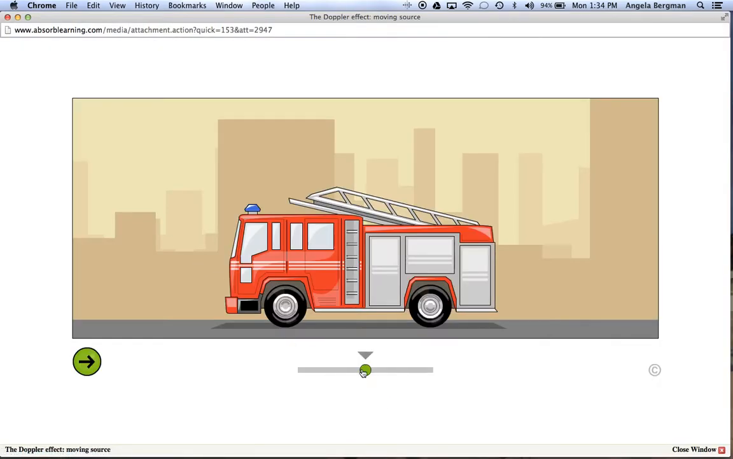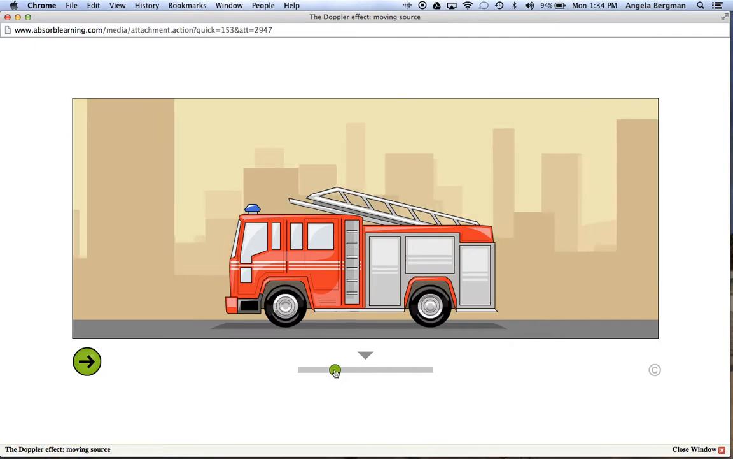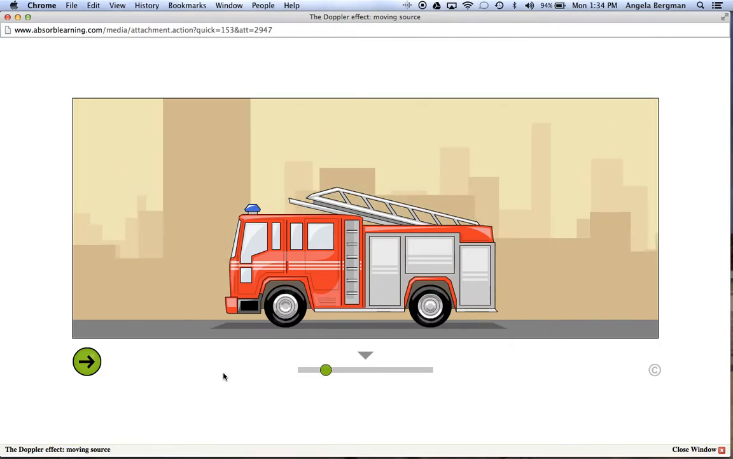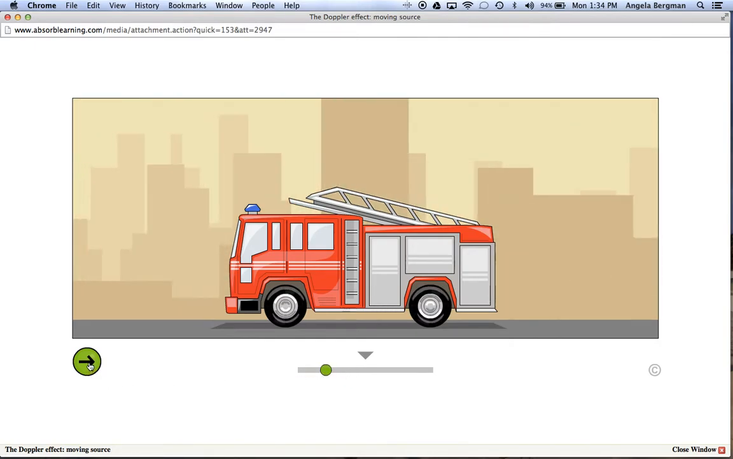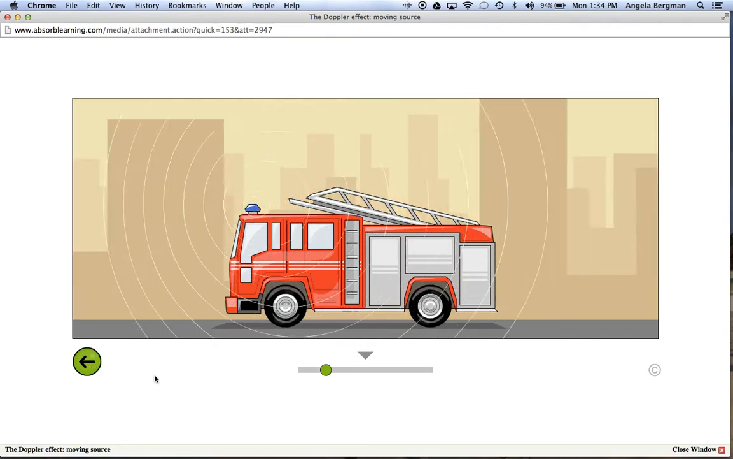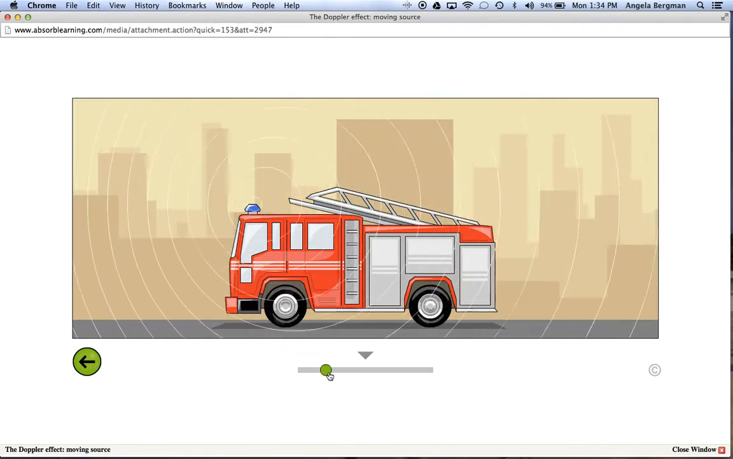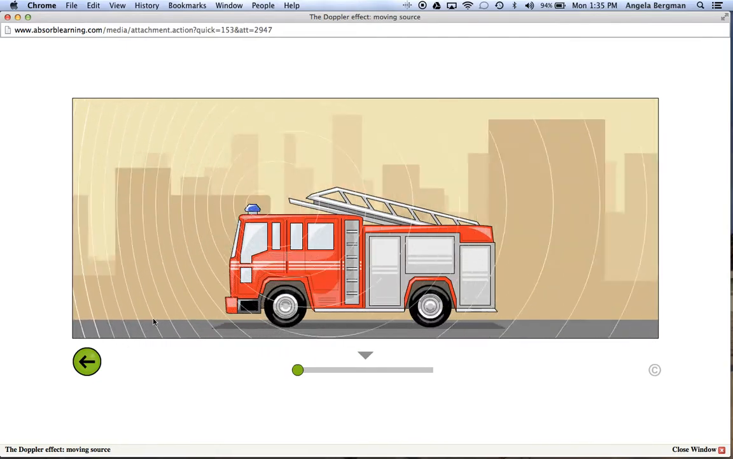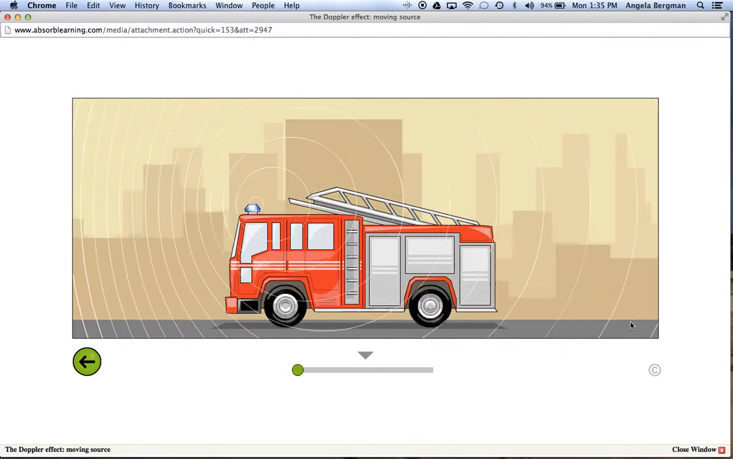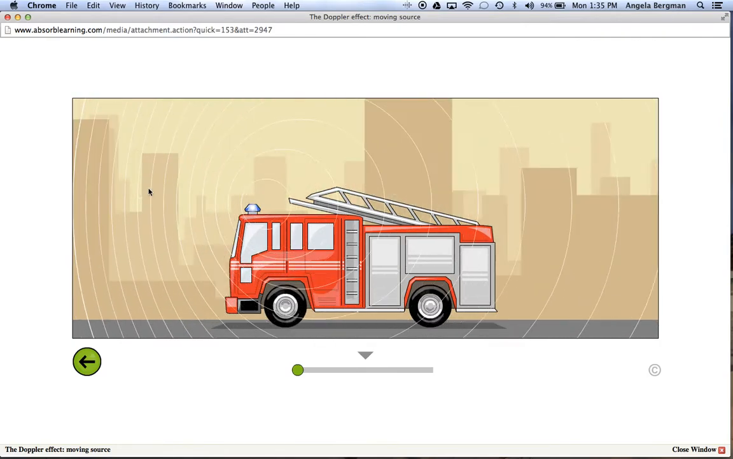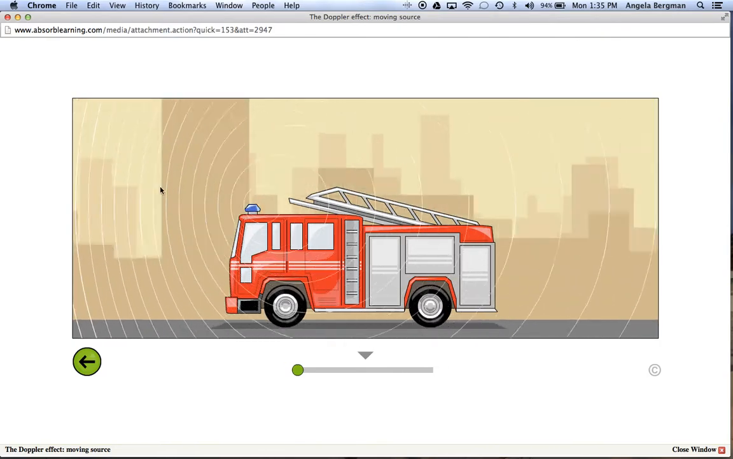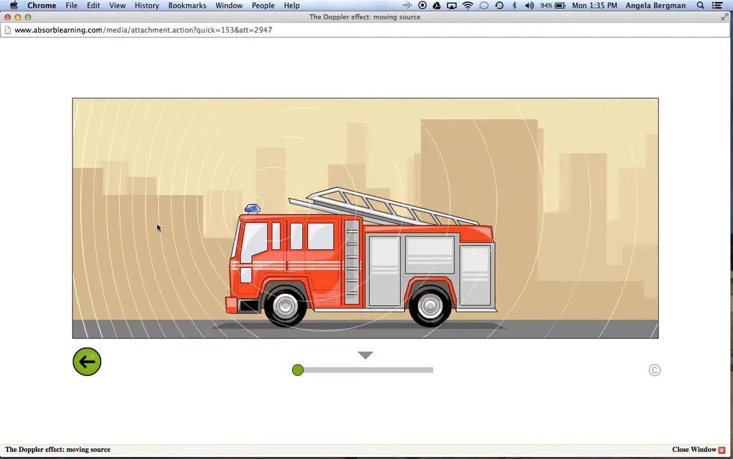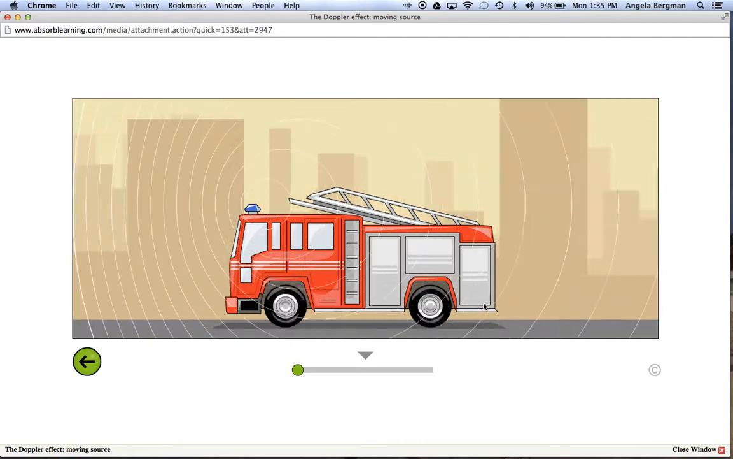But here we have a fire truck, and so if I get the fire truck moving, I'm going to move him forward, and we're going to turn on his siren. It's kind of hard to see again, so I'll make it go faster to make it more extreme. But what you notice is up here, look how close together these lines are, and look back here how far apart they are. So if this sound was coming toward us, this would be like that higher pitch sound on the train. This would be the lower pitch sound on the train.